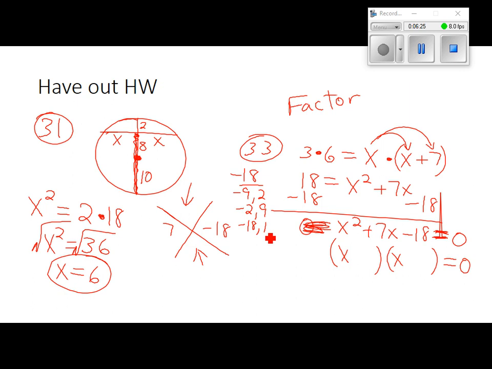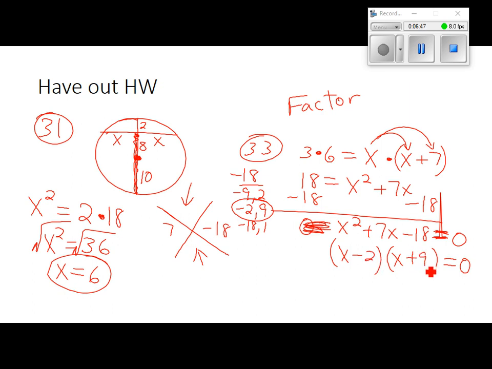You want the two factors, there's more of them, but you want the two factors that multiply together to give you negative 18, and add together to give you positive 7. Any of these that we've got listed already give us negative 2 and 9. So we stick in minus 2 plus 9.